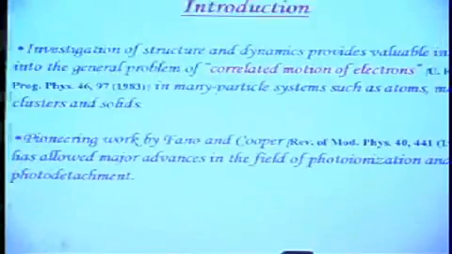So as we've already heard, Ugo Fano has had an impact in many areas of physics, not only gas phase but also solid state physics, and his pioneering work, as well as the pioneering work of Fano and Cooper, has allowed tremendous advances in the fields of photoionization and photodetachment, which are the two areas that I've been working on. And these fields have actually benefited from very, very strong collaborations between theorists and experimentalists, and that has allowed a growth in these two areas.